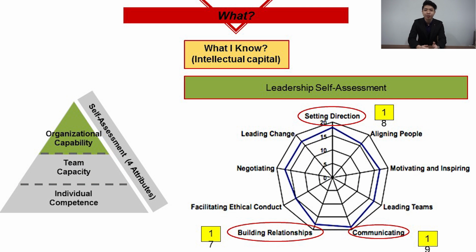Now let's see the results of the leadership self-assessment test to see my leadership skills. According to the test, I got strong skills in setting direction, communicating, and building relationships. In setting direction, I have the ability to set my own organization plans to be aligned with the organization goal.